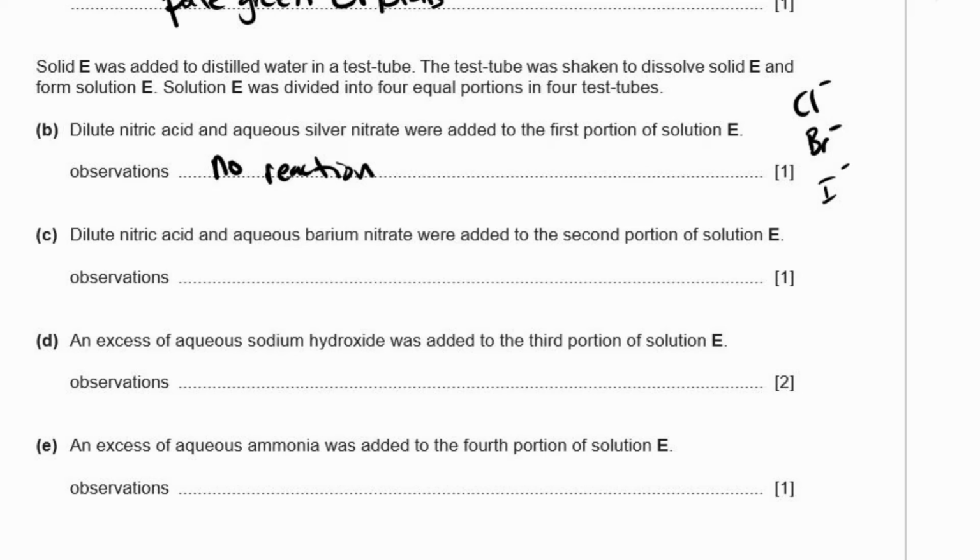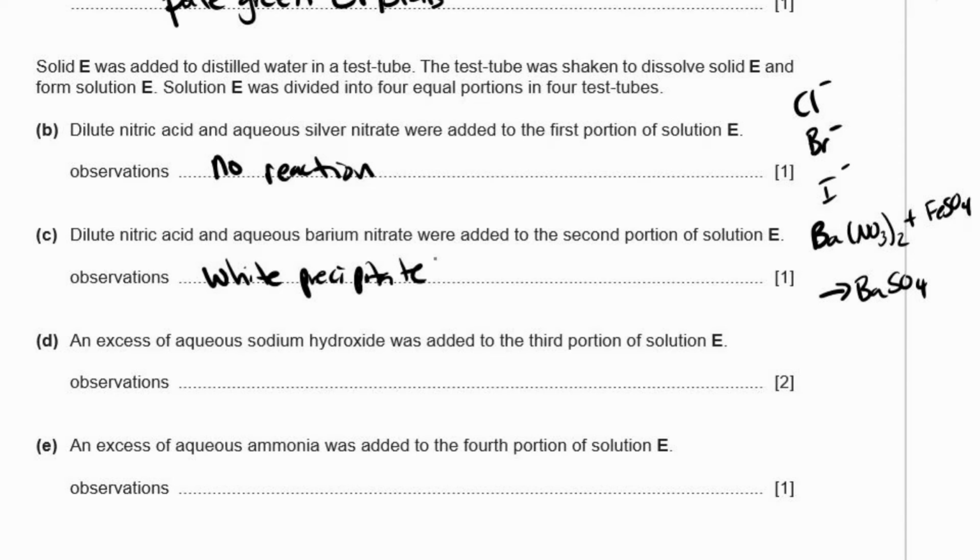Okay, C. Dilute nitric acid and aqueous barium nitrate were added to the second portion of solution E. What is that test for? Well, that test is for sulfate. So you have your barium nitrate plus FeSO4, and one of the things that will be produced is barium sulfate. You'll have barium sulfate produced plus iron nitrate. Well, barium sulfate is an insoluble solid, so it'll be a white precipitate.